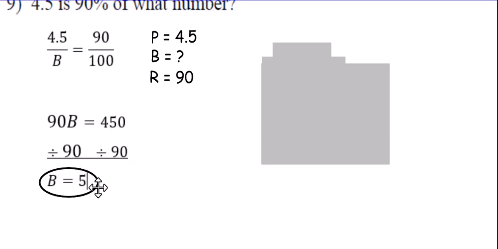Ignore that random line afterwards. My cursor must have been there when I copied it over, and I was not going to retype it. So we'll just know that our solution is B equals 5. That is not a 51, just to point that out. All right, and that makes sense, by the way. 4.5 is 90% of 5 because 4.5 and 5 are pretty close to each other.